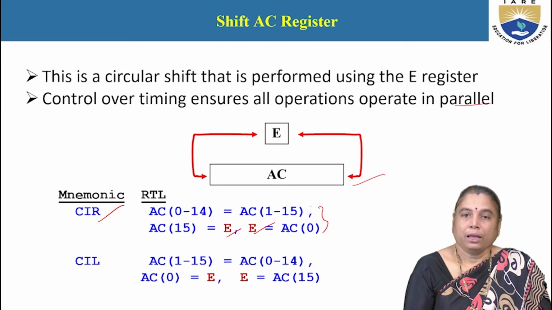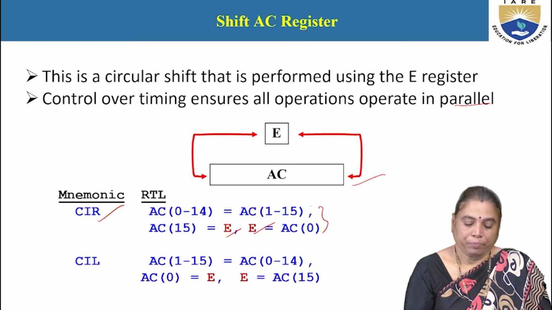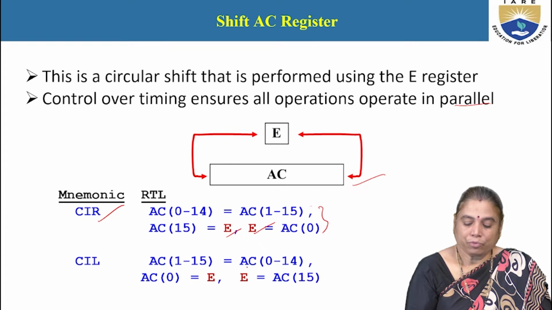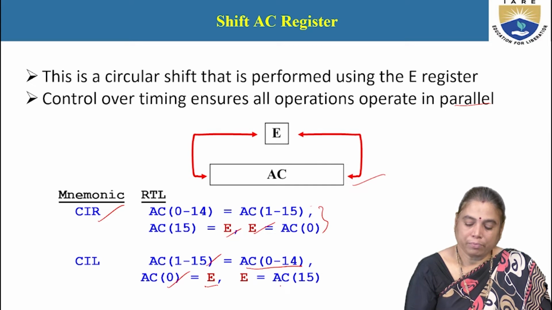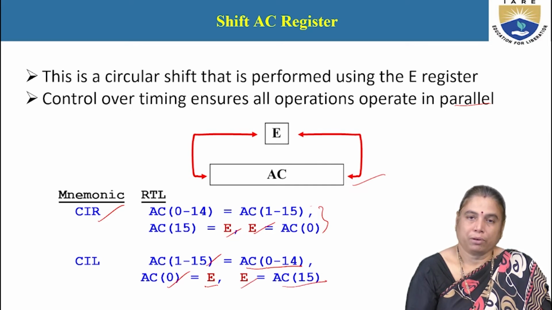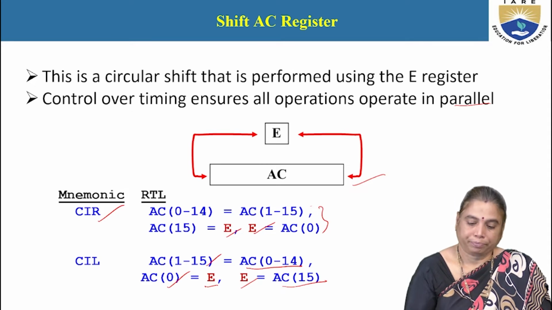What does CIL mean? Circular left shift. This circular left shift operation can also be accomplished on AC along with the E flip-flop. Here AC bits 0 to 14 are stored in AC bits 1 to 15, the E flip-flop value is stored in AC 0, and the AC 15th bit value is loaded into the E flip-flop. These operations accomplish the circular left shift of AC along with the E. So circular left shift and right shift can be performed on AC along with the E.